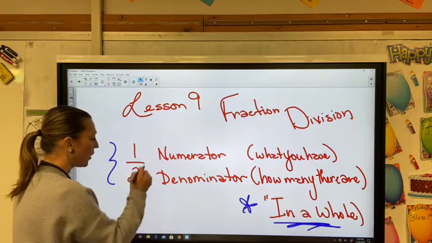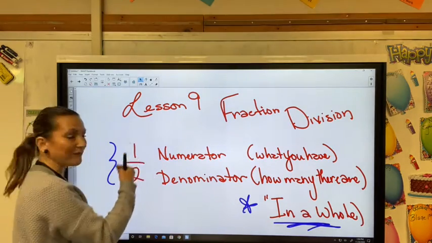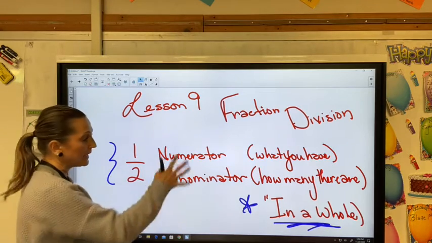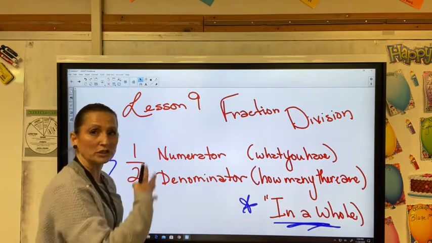So if this was a whole and there's two parts in that whole and you have one of them, you have one half of the whole. And that's how fractions work. And of course, they again are just telling us parts of a whole.